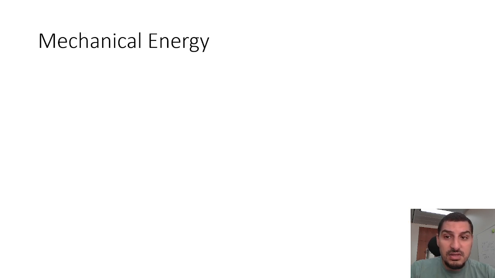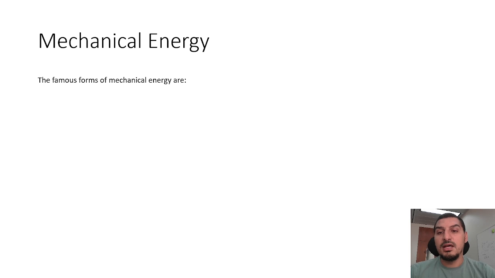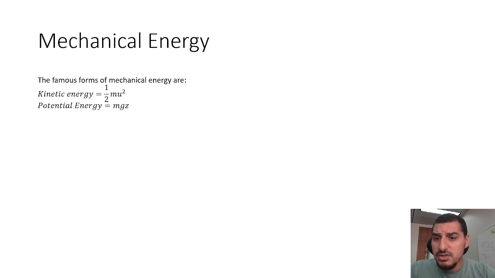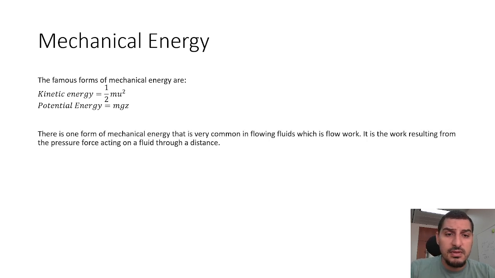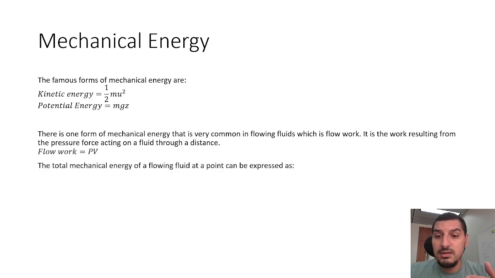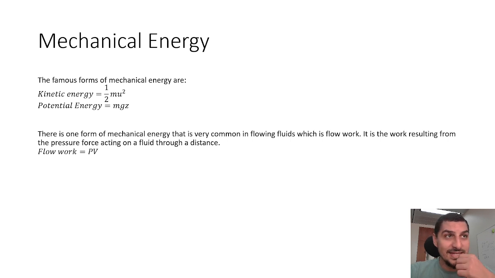The forms of energy we're interested in that fall under the category of mechanical energy are the kinetic energy, which is half m u squared, and the potential energy, which is mgz, where z is the height or the elevation. These are two forms. The third form, which we mentioned before in the energy balance course, is the flow work. The flow work is the work that is applied on the fluid or by the fluid due to the difference in pressure between two points.